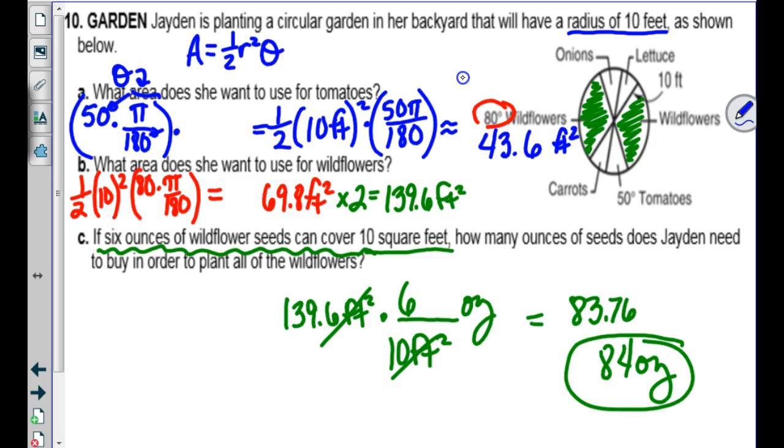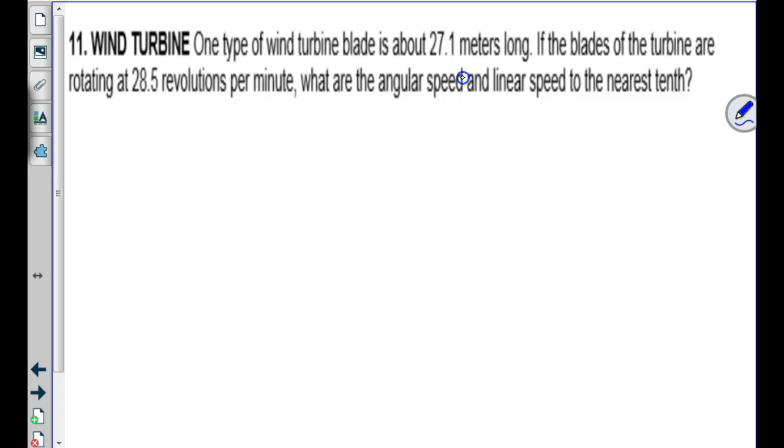Somebody confused? All right. There will probably be one area of a sector question on the quiz. There's definitely going to be a question about angular and linear speed as well. Okay, so this would be an application question that could be on the quiz.